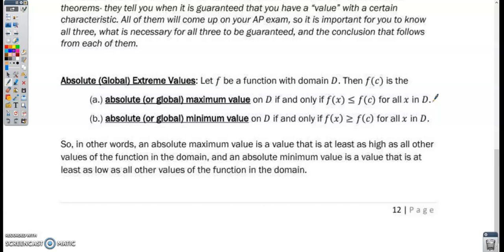Same thing for an absolute minimum, only with reversed conditions. It's an absolute minimum value if and only if the function is greater than or equal to f of c for all values of x in the domain. And I rephrase that down there below. So that's one type of extreme value, the absolute or global maximum and minimum.